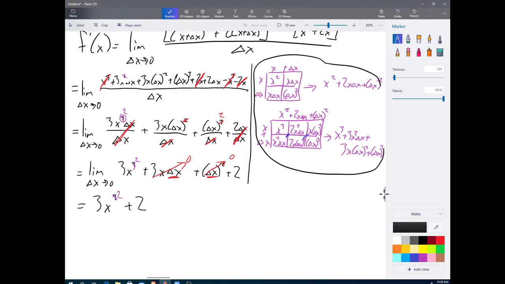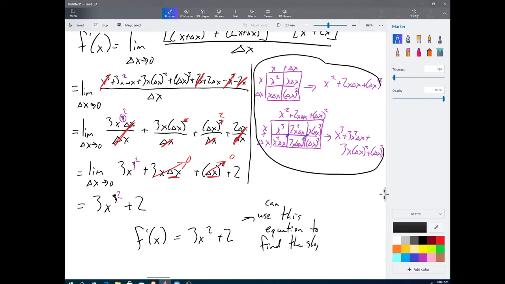My answer is going to be 3x squared plus 2. So my derivative is 3x squared plus 2. And I can use this equation to find the slope of any x value, or in other words, at any point.